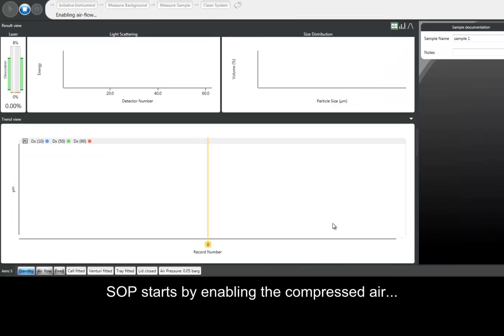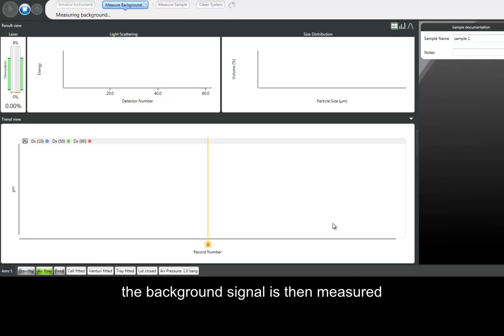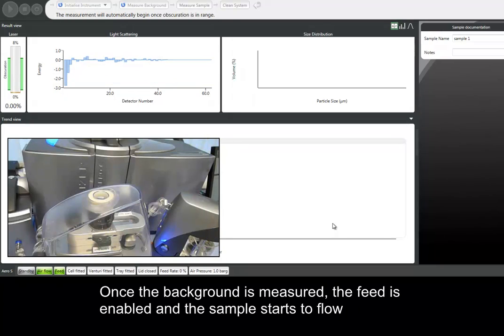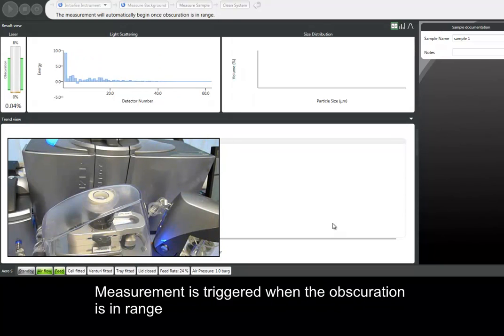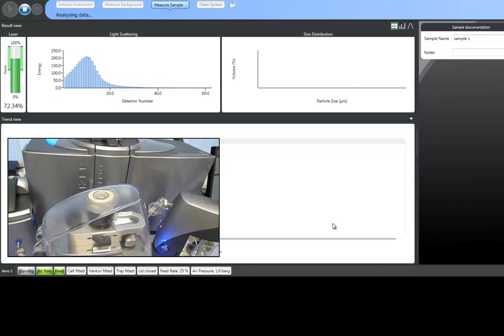Once the sample is added, the measurement process continues by turning on the compressed air and aligning the system. Once aligned, a background signal is recorded. And after the background, the sample feed is enabled, and that starts the sample flowing along the tray. When the obscuration is in range, the measurement's triggered and the scattering data is recorded.